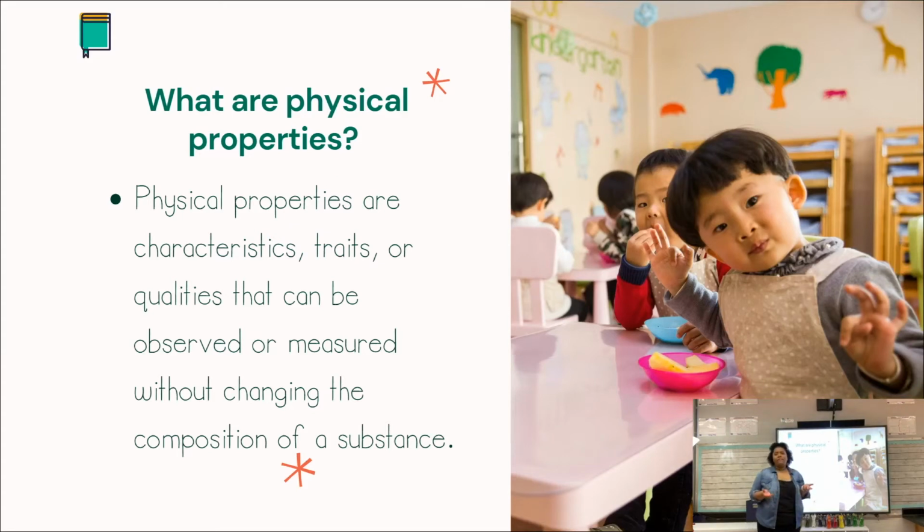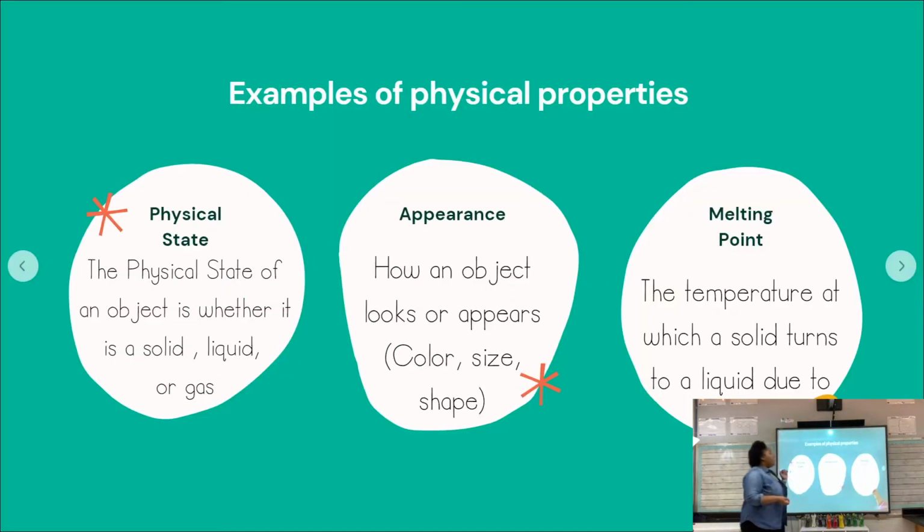So what are physical properties? Physical properties are characteristics, traits, or qualities that can be observed or measured without changing the composition of a substance. Some examples of physical properties: for one, the physical state. In that vocabulary video, it talked about solids, liquids, and gases. Those are the physical states of matter.